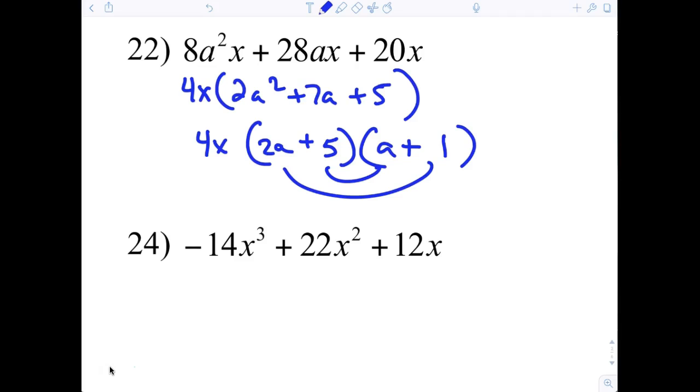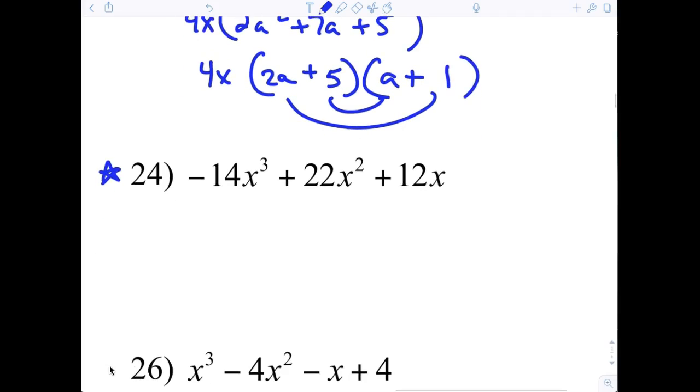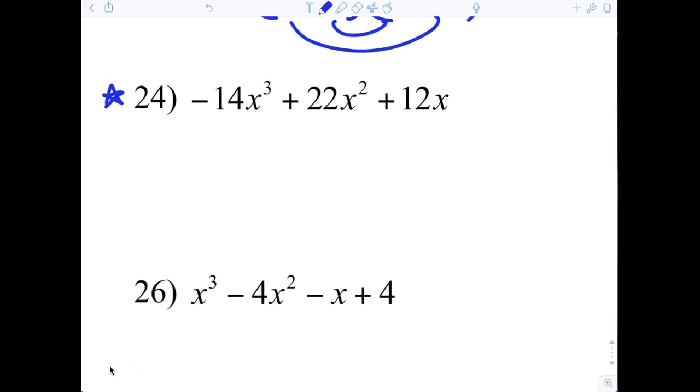All right, 24. Make sure you put a star by it and remind yourself the leading coefficient is negative, so we have to factor out a negative. When you factor out a negative, you have to change the signs. Be careful on 24. Is everybody listening to me? You're factoring out a negative. Now, what else? Negative what?